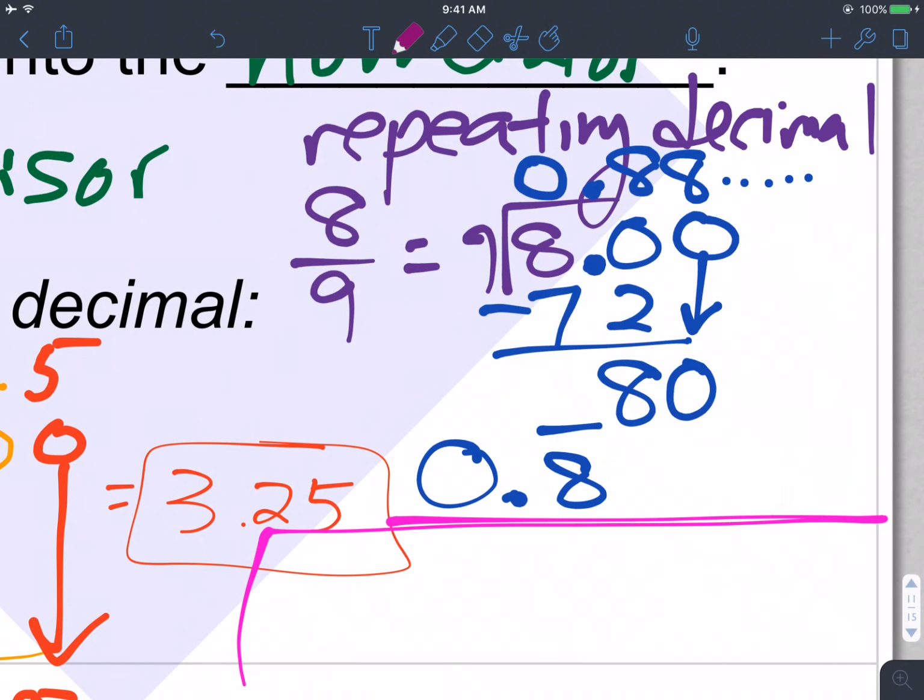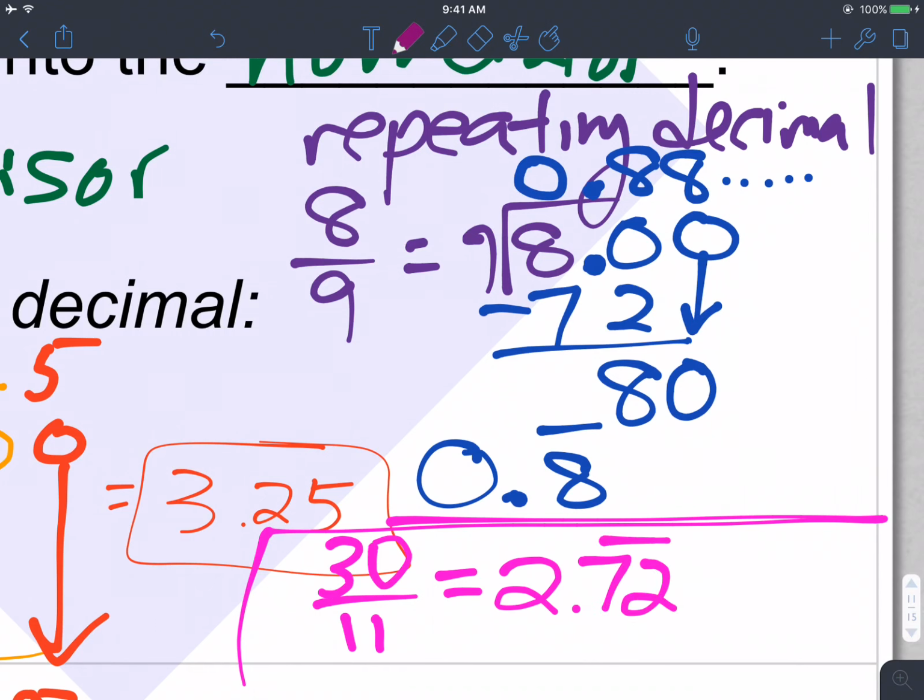If it was, say, let's say I did 30 divided by 11. This turns out to be 2.72 repeating. So now there's two numbers that repeat, and I put the bar over both of them. If you just do that 30 divided by 11 in the calculator, you'll see it.